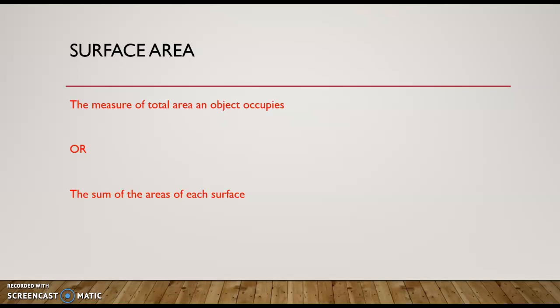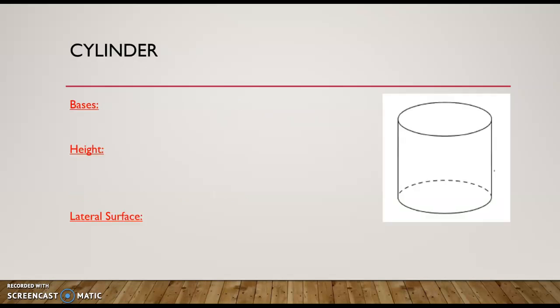So, yeah, we're finding the areas of each face and adding them together. That's what we're doing. So we're going to find the surface area of three shapes. We're going to start off with the cylinder. And with the cylinder, you have your bases, which are circles.